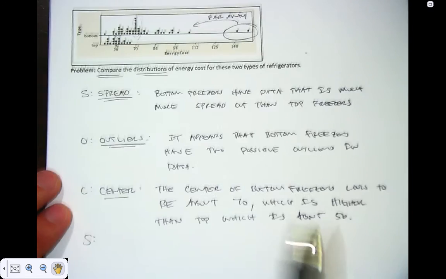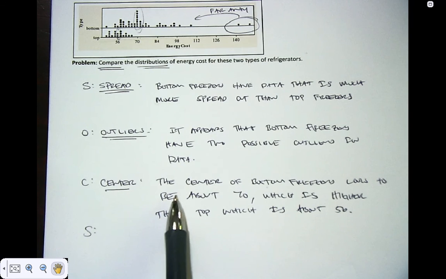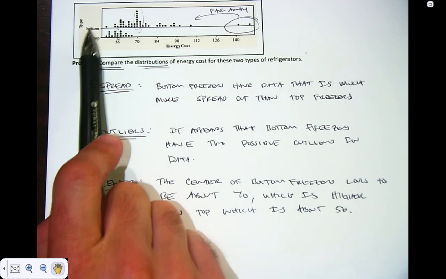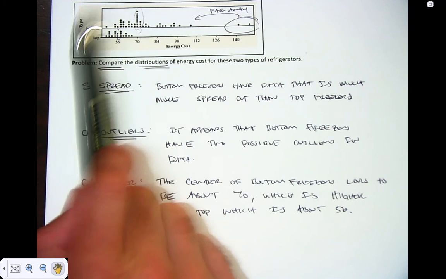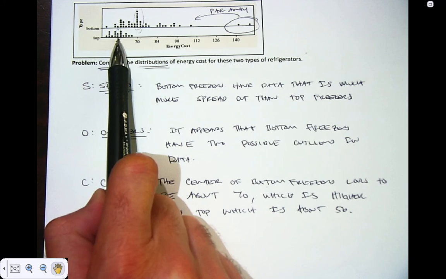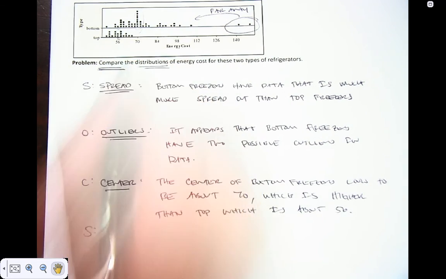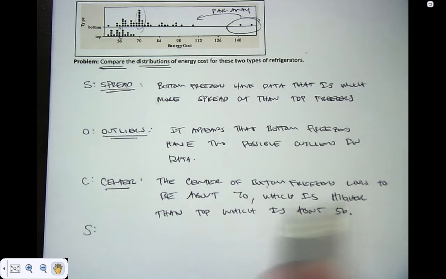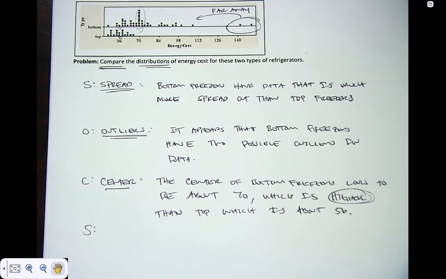Okay, so what I don't want, it sounds simple, but this is the big mistake here. I do not want you guys to say the center of the bottom looks to be 70, the center of the top looks to be 56. That is just reporting data. That's not using comparison words. That's a big thing. So you want to say, this is your comparison word, that the center of the bottom freezers is higher.